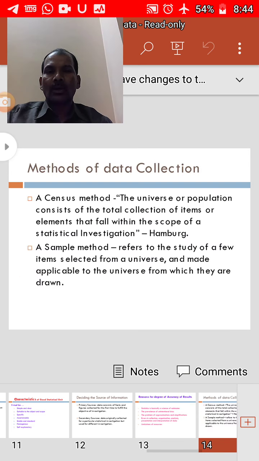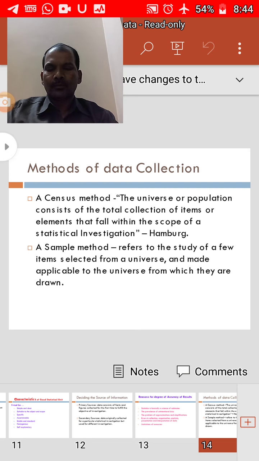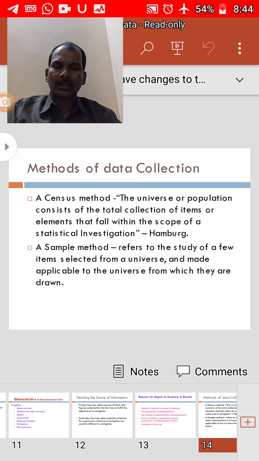And we have methods of data collection. The decision regarding the method of data collection is considered to be the last stage in planning the investigation. At this stage, the investigator has to decide about the method through which necessary data is to be collected. Broadly, there are two methods of data collection, namely the census method and the sample method. First, we will discuss what the census method is.